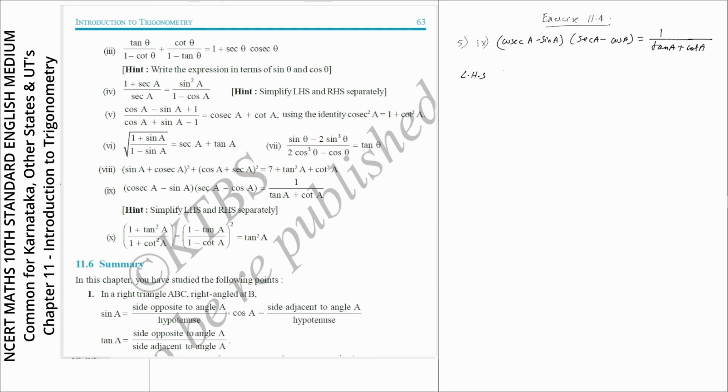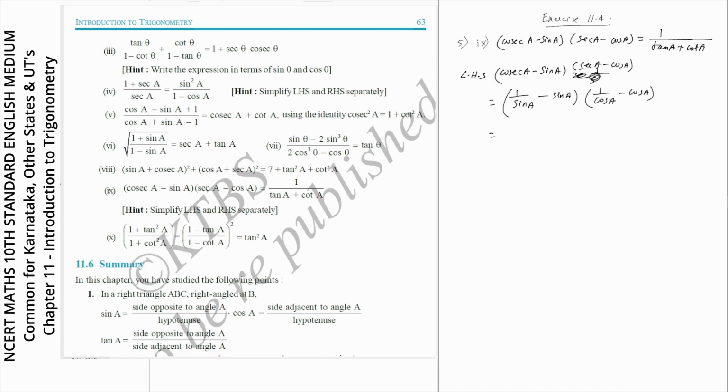So cosecant A minus sin A, cosecant A is 1 by sin A. Okay, two terms are there. Cosecant A minus sin A into secant A minus cos A is there. So cosecant A is 1 by sin A minus sin A. Secant A is 1 by cos A minus cos A.